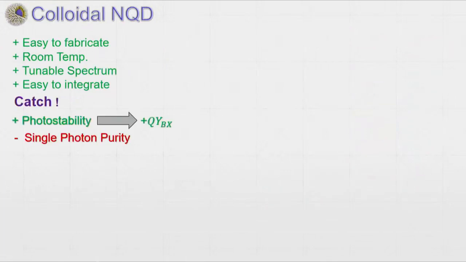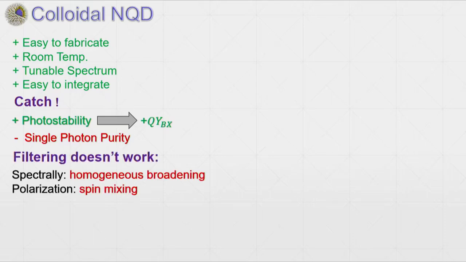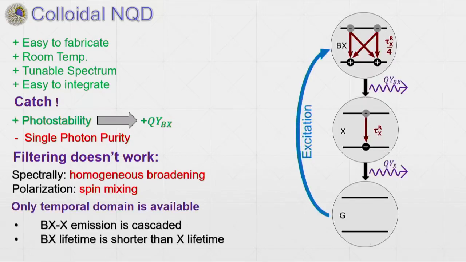So, for example, for these colloidal quantum dots, we like them because they're easy to fabricate. They operate at room temperature. You can tune their spectrum. They're easy to integrate. But in recent years, when people have tried to increase the stability of these sources, so they were blinking and all that, when they increased the stability, the bi-exciton quantum yield increased, which led to a lower single photon purity. And of course, filtering doesn't work spectrally, or polarization-based filtering doesn't work. So we are left with the temporal domain, so temporal filtering techniques.